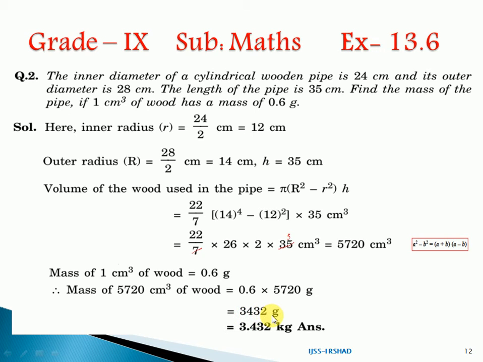3432 gram. Yes, you can see it is 4 digits, so you can convert it into kg, a bigger unit. So divide by 1000. Divide by 1000 means after 3 digits you can put a decimal point. So I'll put here 1, 2, 3, means here after 3. So it will come 3.432 kg. This is your answer.